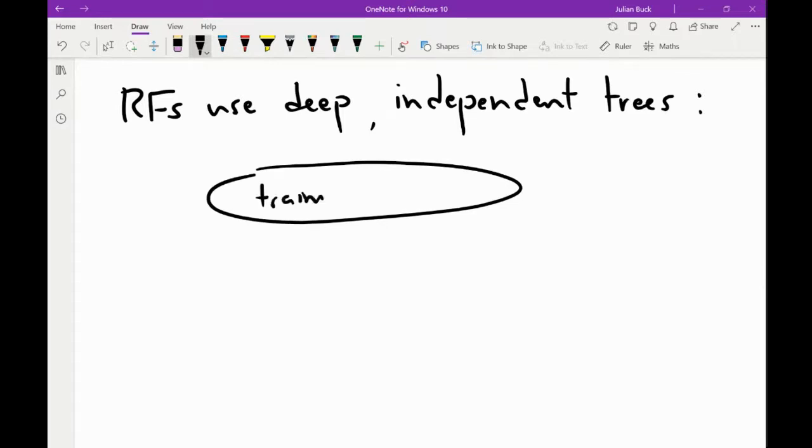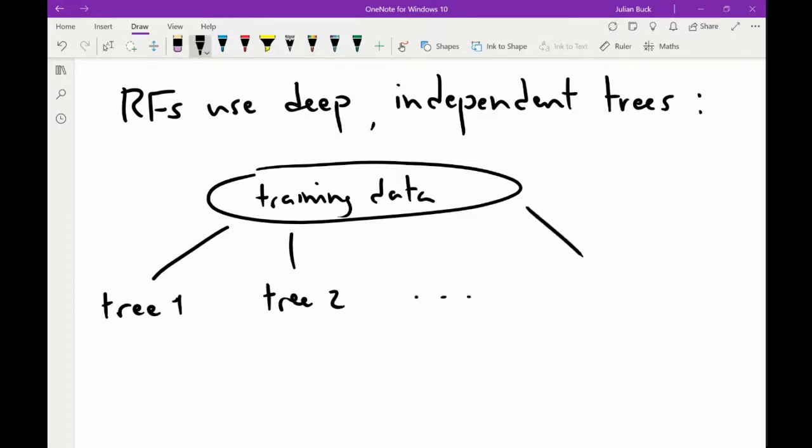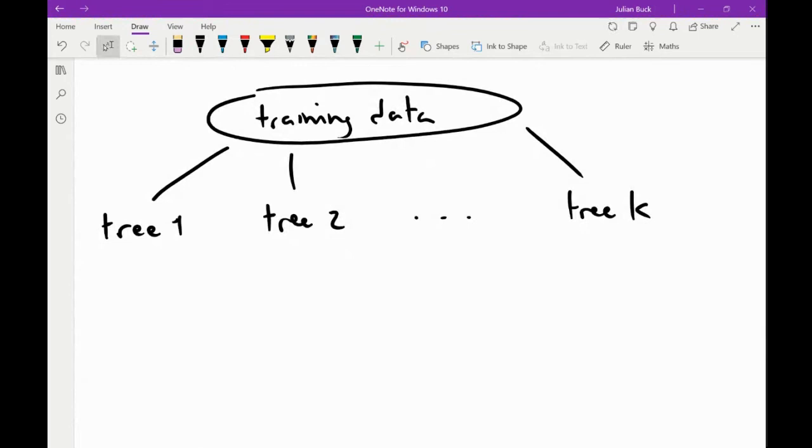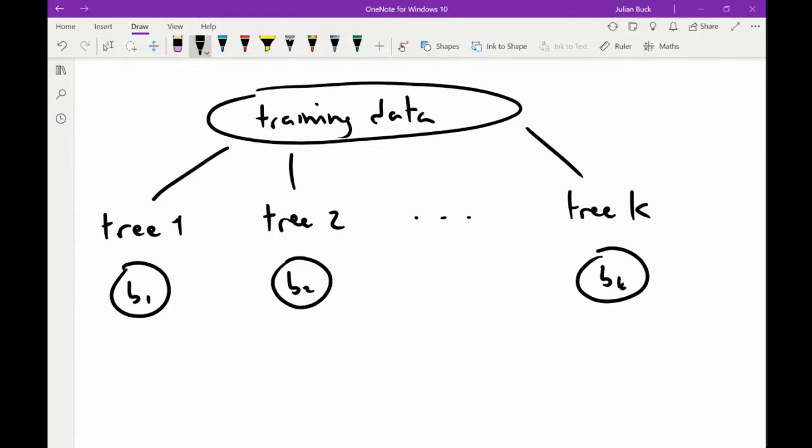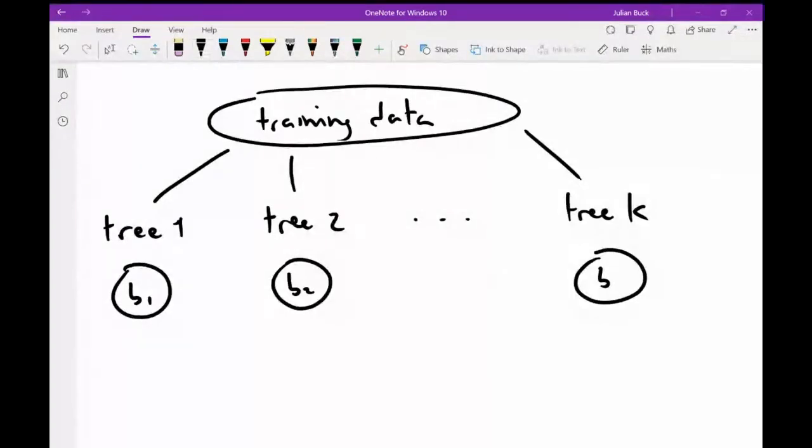Here's our initial training data. Off of this, we're going to grow all of our trees, say tree 1, tree 2, down to tree K, where K is simply the number of trees that we decide to grow, which, as we've seen, is a hyperparameter that we can tune, and it will often be fairly large. For tree 1, we take our bootstrap sample 1. For tree 2, bootstrap sample 2, down to bootstrap sample K for the last tree. And then off of each of the bootstrap samples, we grow a tree.